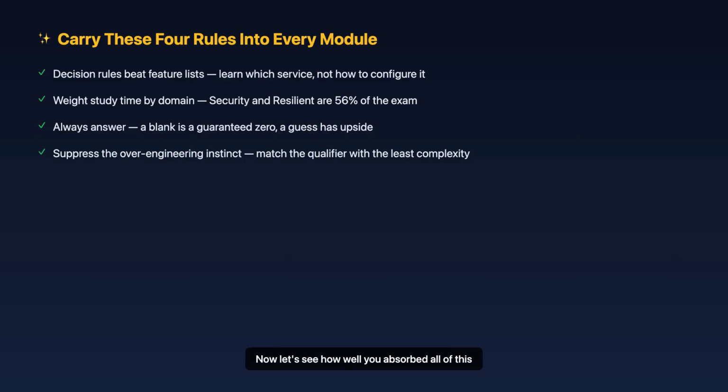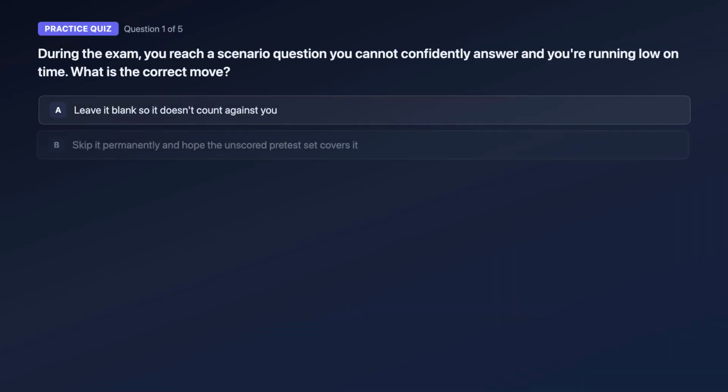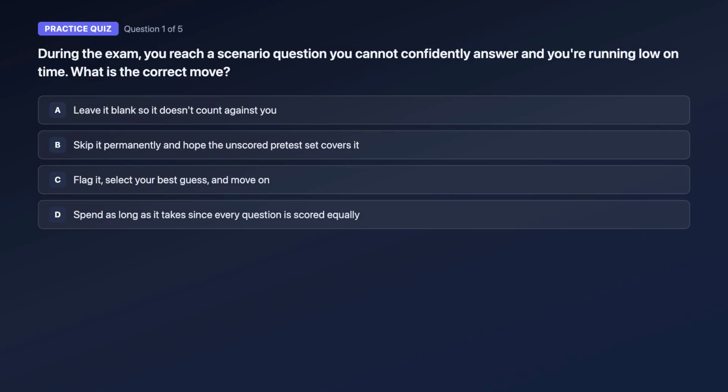Now let's see how well you absorbed all of this with a quick quiz to close things out. All right, time to put your knowledge to the test. Question 1. During the exam, you hit a scenario you can't confidently answer and you're low on time. What's the correct move? Is it A, leave it blank so it doesn't count against you? B, skip it permanently and hope the unscored pretest set covers it? C, flag it, select your best guess, and move on? Or D, spend as long as it takes since every question is scored equally? Lock in your answer before I give it away.